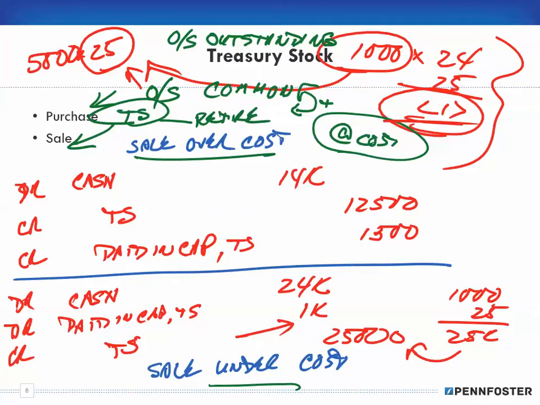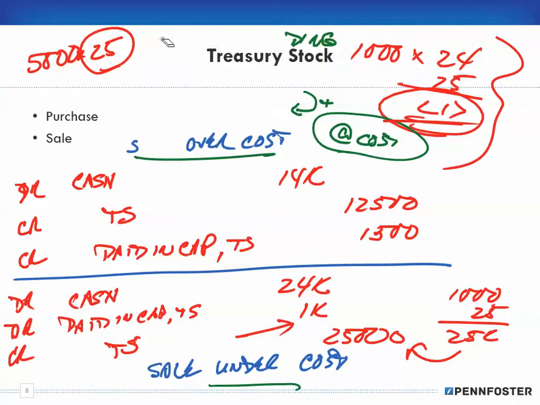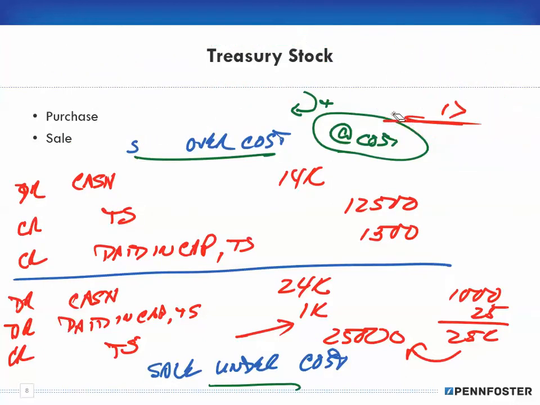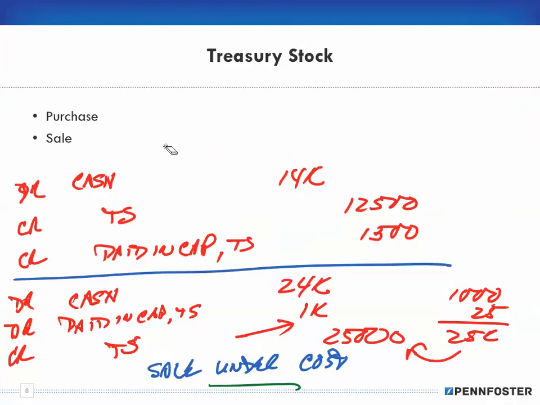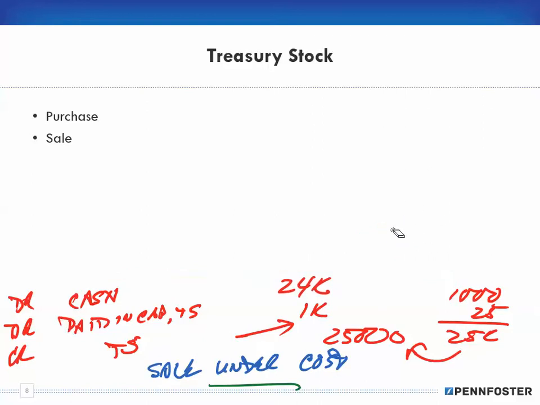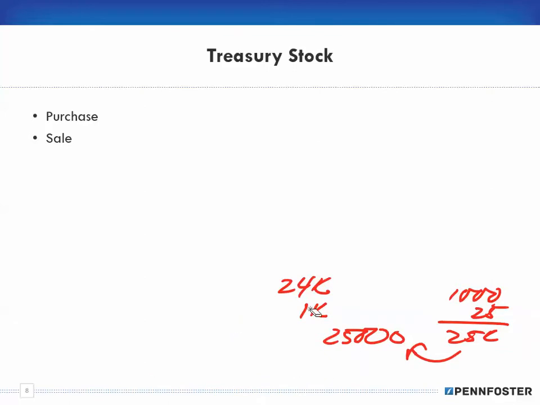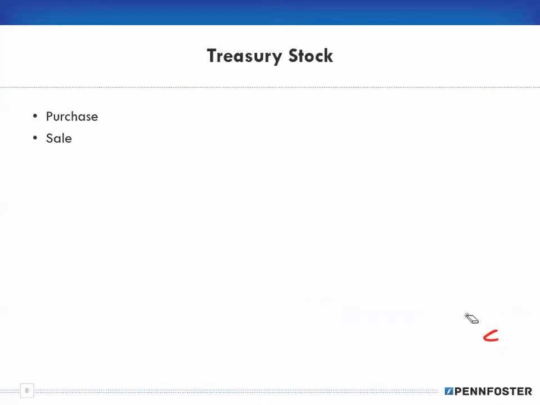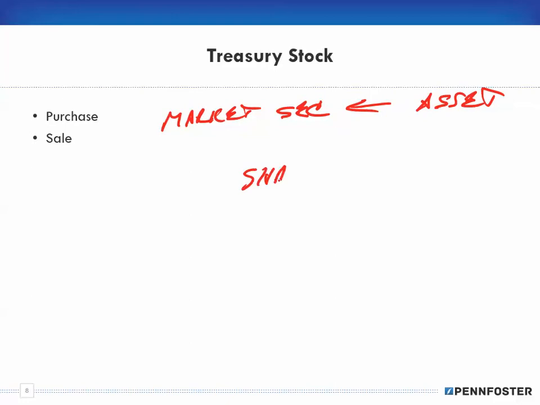As a quick aside, this allows the company to buy and sell their shares of stock and make money on it. A company can also go and buy and sell shares of another company to try to make money off of it, and we see that in our assets section as marketable securities, when they're buying shares of another company.